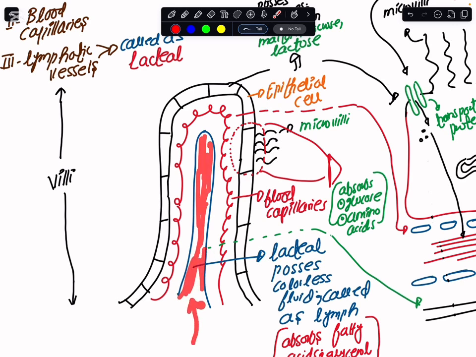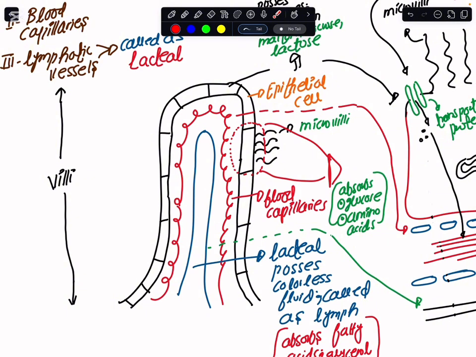In the lymphatic vessel there is a fluid. The lymphatic vessel is the lacteal, but the fluid that we have in these lacteals is termed the lymph. Now, in the blood capillaries, blood plasma would be flowing, and in these lacteals, or the lymphatic vessels, there would be lymph flowing in it.